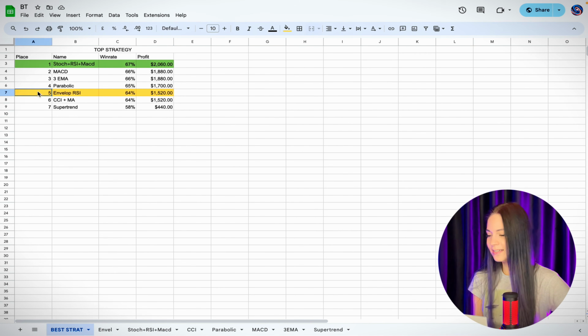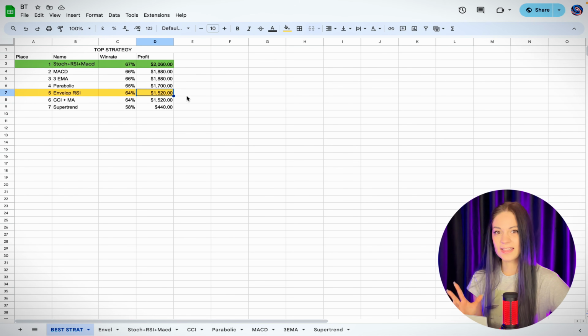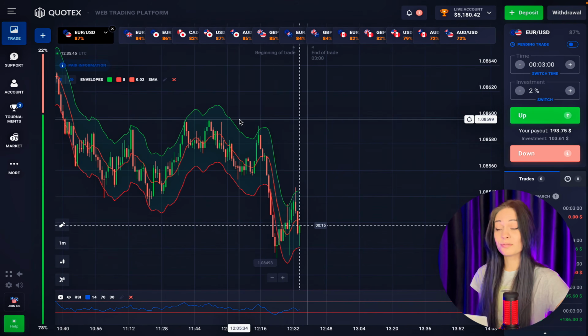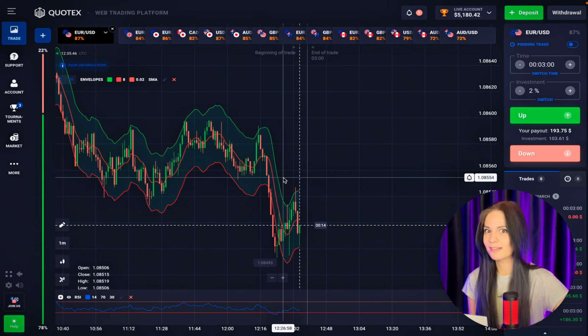Hopefully. But looking at every other strategy, this is taking the place number 5. But again, this is the simplest strategy and this is an amazing result. Even the fact that it gives us profit, it is still chef's kiss, a good result. Alrighty guys, we're getting to Quotex and let's get started.